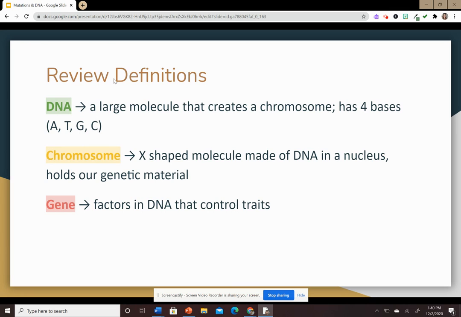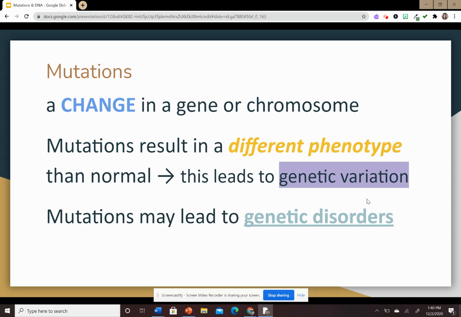On Monday, we briefly talked about some definitions. We talked about DNA, right? It's got 4 bases, A, T, G, and C. We talked about chromosomes. That holds all of our genetic material, right? It's made of DNA inside the nucleus of our cells. And then genes, of course, are factors in DNA that control traits. Remember, DNA makes proteins, which makes traits, your physical traits.